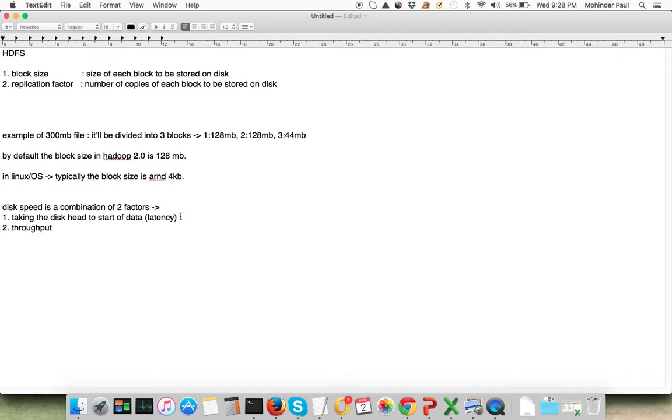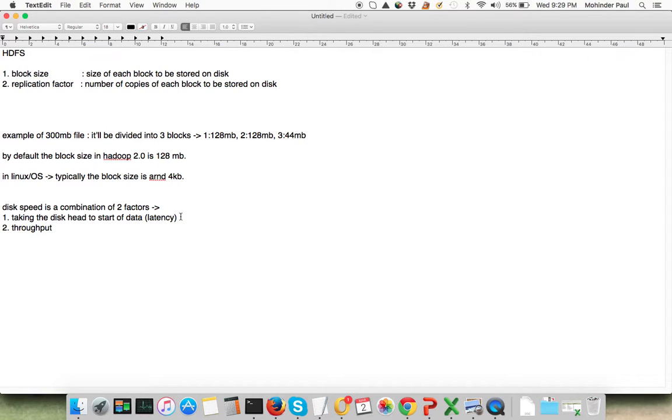So if you actually want a high throughput, if you want high speed data reading, what you need to do is once you reach the start of your reading sector, you should be reading a lot of data from that place. If you are reading a small chunk of data from that place and again you move your disk head to some other place, right, your overall speed of reading data is going to be very, very slow, right?